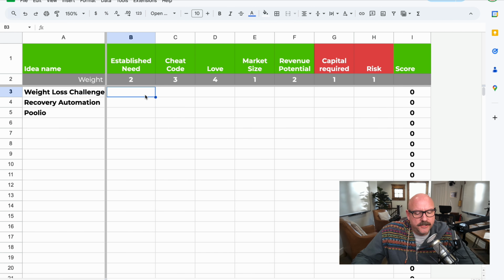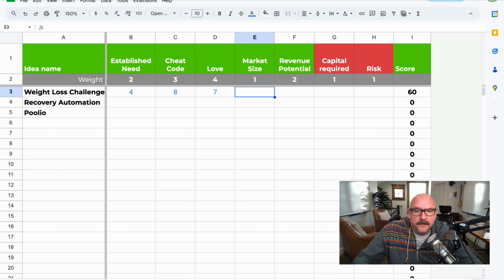So established need of the weight loss challenge. Are people Googling and searching for this right now? Not really. I'd give it a 4. Cheat code. Well, I happen to have a video messaging app that I've developed that could actually be a pretty unique part of this. So I'd say a cheat code for me would be 8. Love. I love this area. It's not like my greatest passion, but I'd give this a 7.